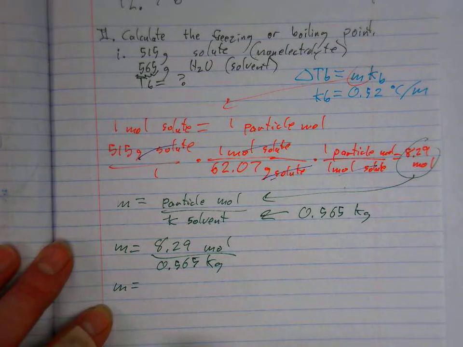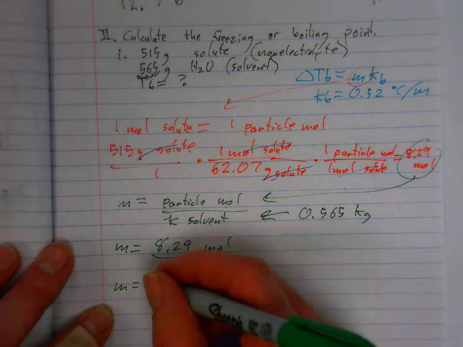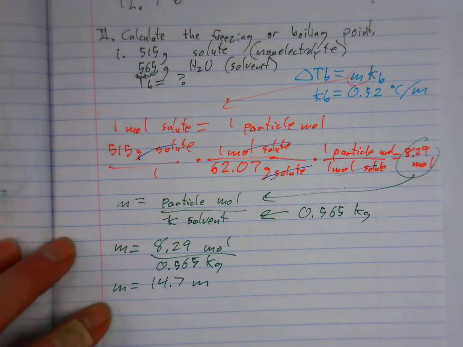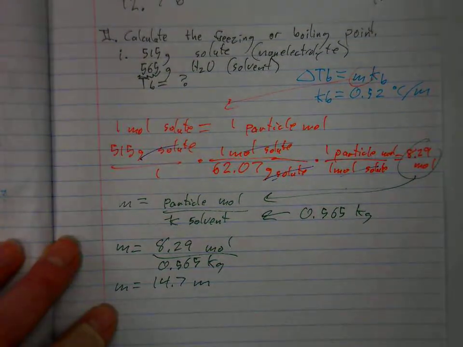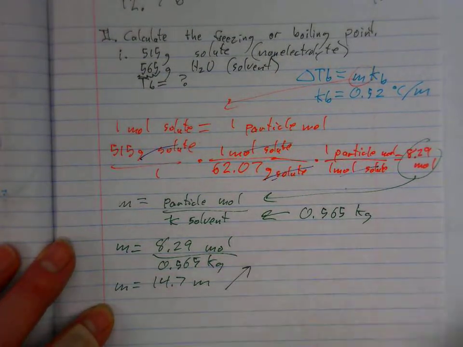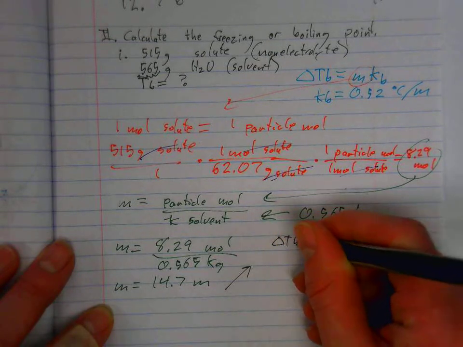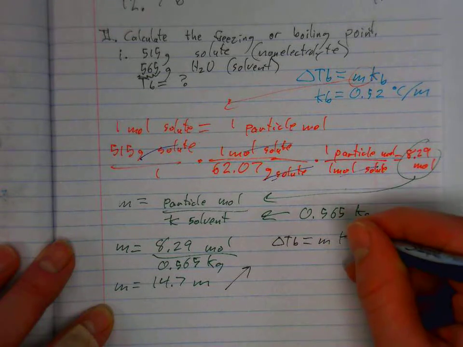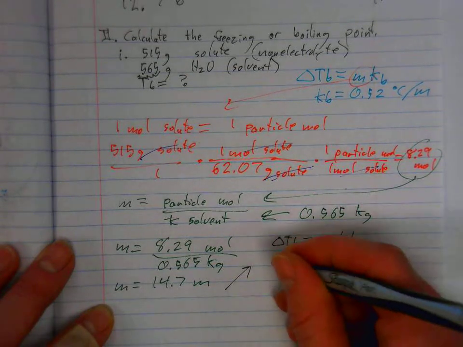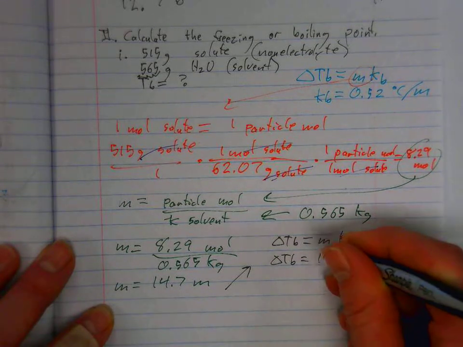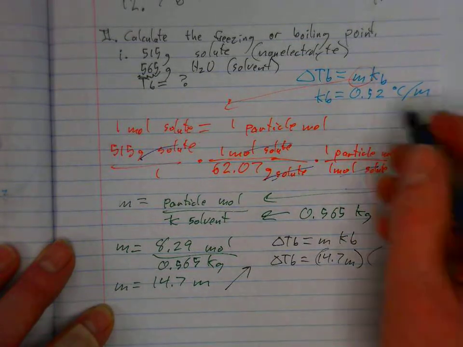Now we just need to plug that into the equation. The change in temperature for the boiling point is the molality times the boiling point constant. We just found the molality to be 14.7 molal. The boiling point constant is 0.52 degrees Celsius per molal. Molality cancels out.